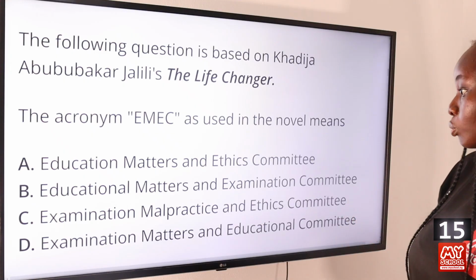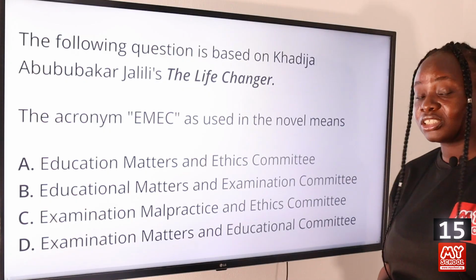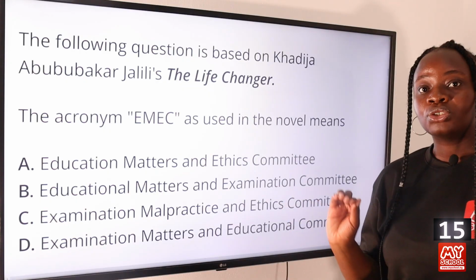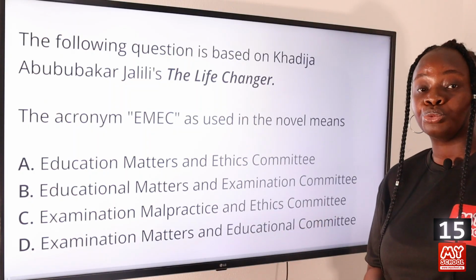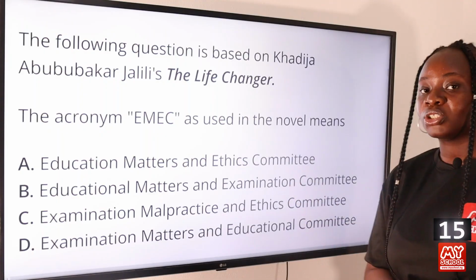So the answer to this question is option C, Examination Malpractice and Ethics Committee. You can find this on page 59 of the novel. So it's an acronym for that. It is the committee in front of which Salma and Kola are to appear in order to receive punishment for their acts of committing examination malpractice. So option C is the answer to this question.